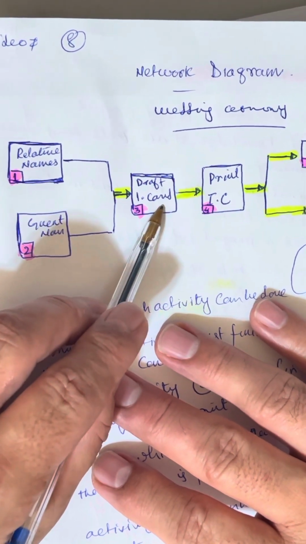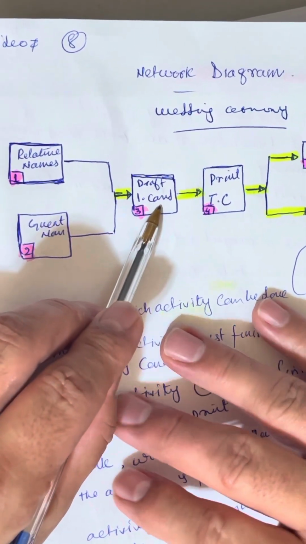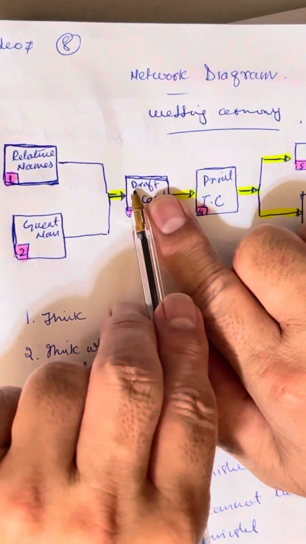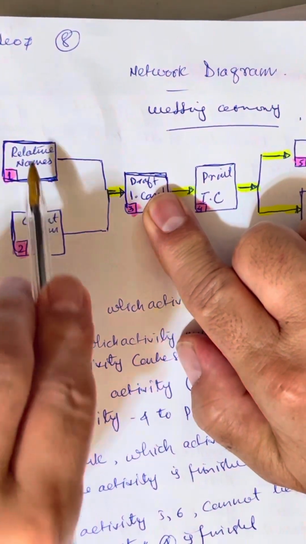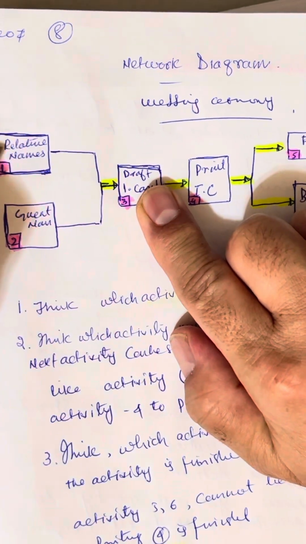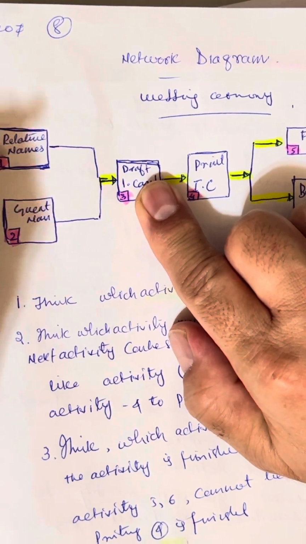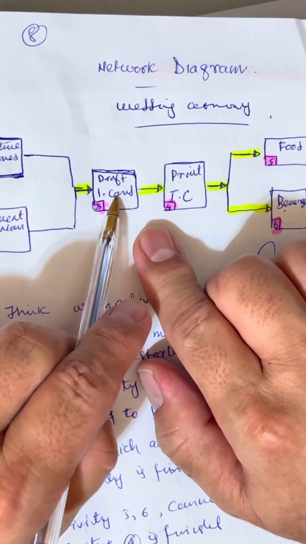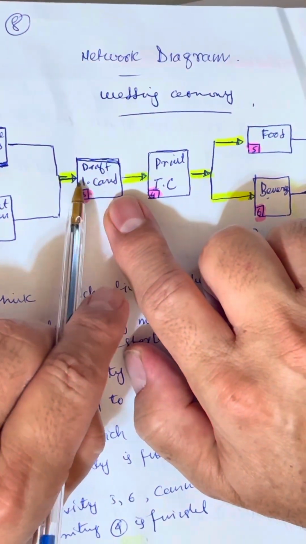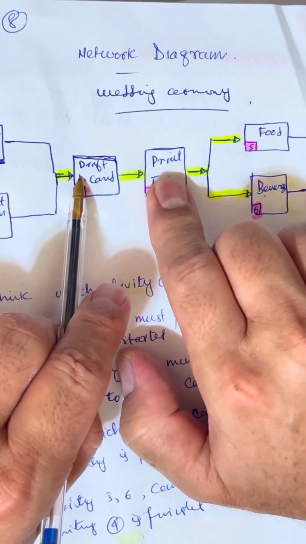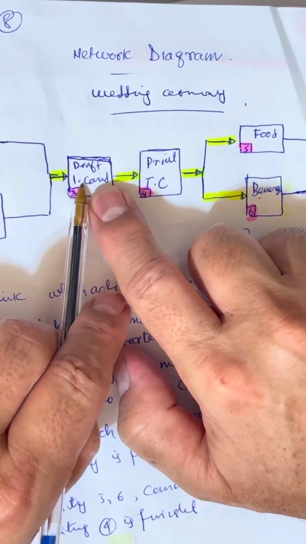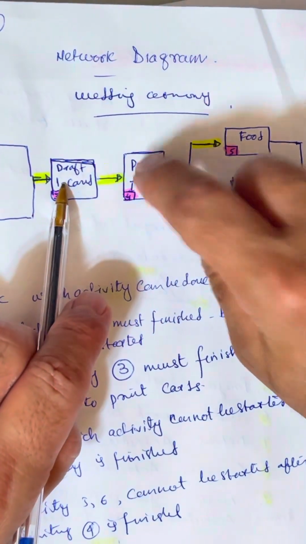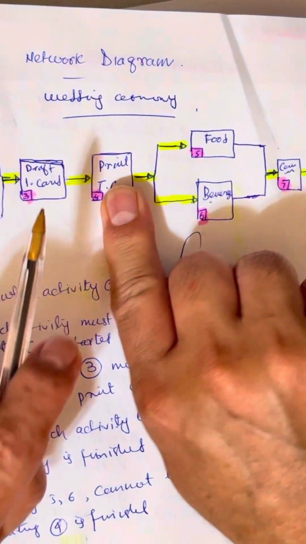draft invitation card, to prepare the draft of the invitation card. For this we need to finish these two activities, the names of the relatives and the guests in the communities, and then we prepare a draft for the invitation card. So this is the arrow. Then this is dependent on it, and when the draft of the invitation card is finished, we print the invitation card.